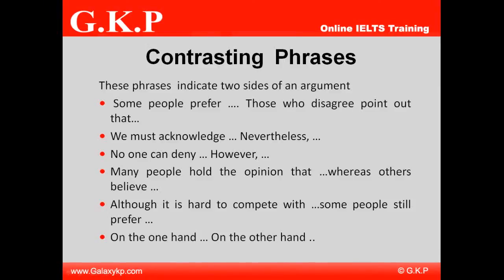Okay, now many people hold the opinion that, whereas others believe, many people hold the opinion that German cars are outstanding in the world, and by far the best automobiles on the planet, whereas others believe that Japanese cars are actually the best cars in the world. All right, examples. Although it is hard to compete with countries like America, some people still prefer to live in small places like Bali.